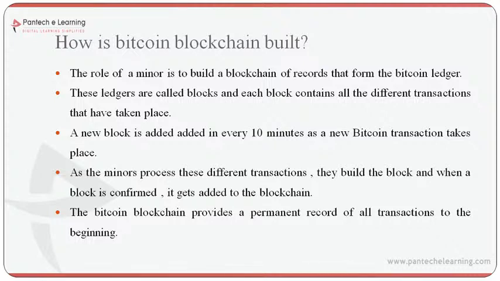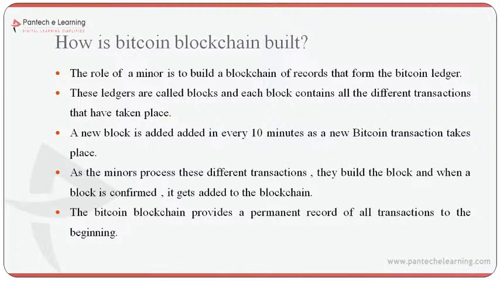And miners are the people who are going to add different transactions. They build the block, and whenever a block is confirmed and verified, it will be added to the blockchain. So what is the use of blockchain? It provides a permanent record of all the transactions that are happening. It is like a ledger. They keep a record of all the transactions that have happened from the beginning, and this is called the Bitcoin blockchain.